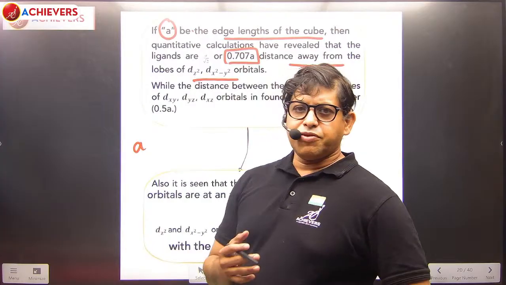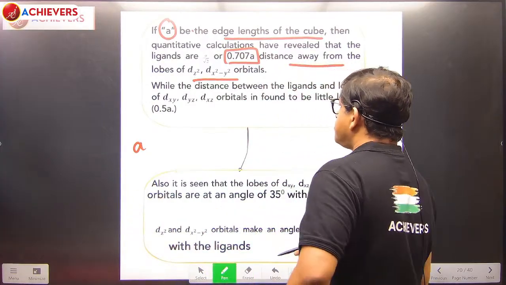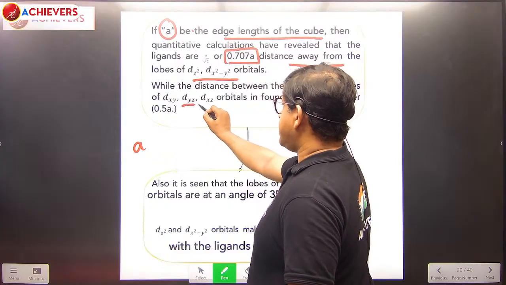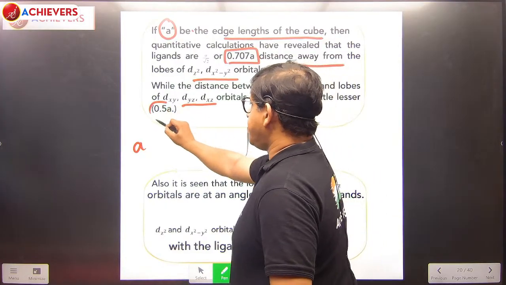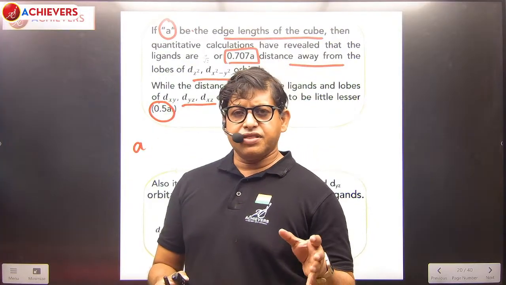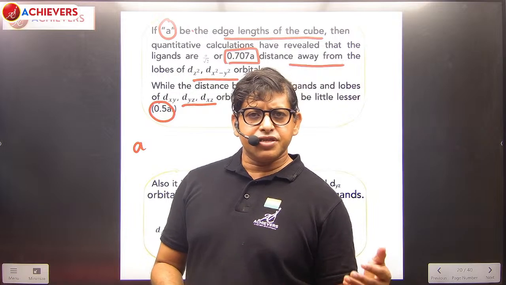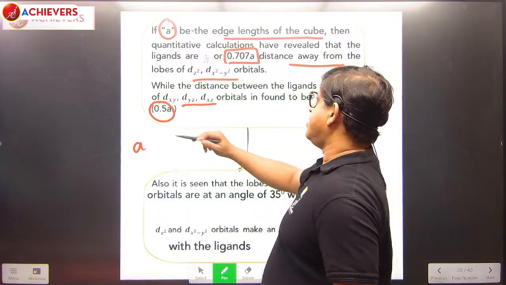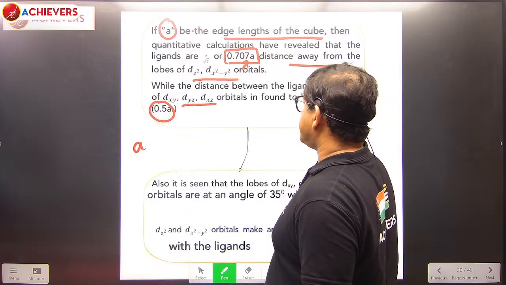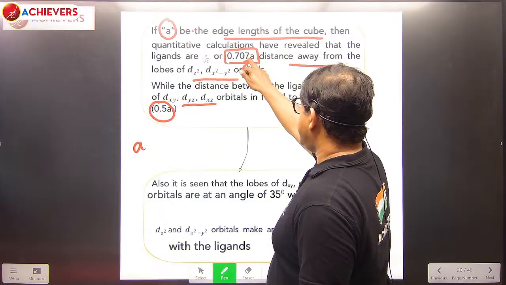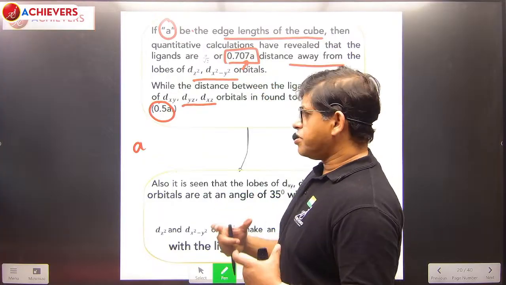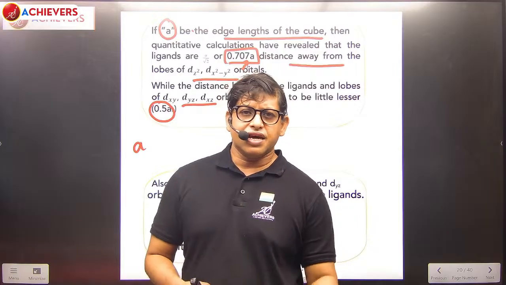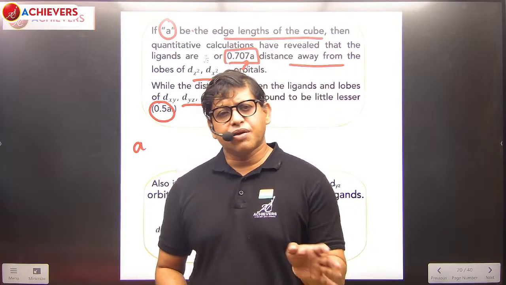So that is 0.707 A away from the lobes of dz square and dx square y square orbitals, whereas the distance between the ligands and lobes of dxy, dyz and dxz is 0.5 A. So the distance of the ligand with the T2g, or rather I should say T2 because tetrahedral does not have a gerade symmetry, is lower, which is 0.5 times the edge length, whereas the Eg, or rather I should say E orbitals, that is the dz square and dx square y square, are at 0.707 times A. So there is more interaction in the tetrahedral field with the T2 set of orbitals, that is dxy, dxz and dyz, as compared to the E set of orbitals.